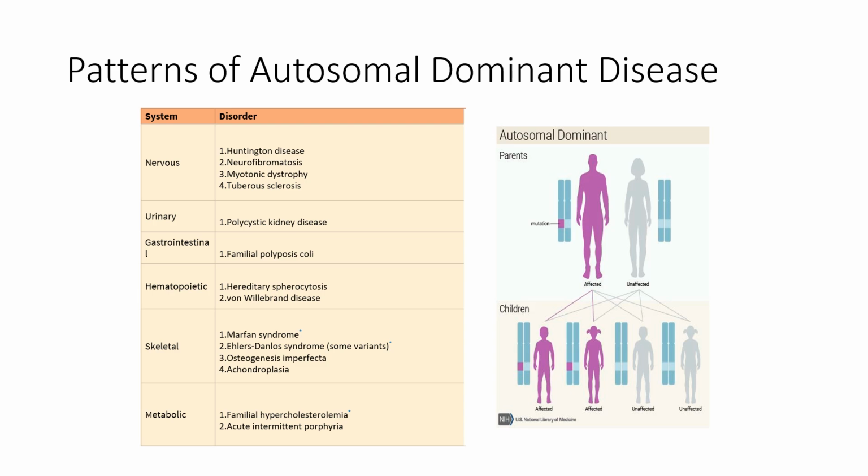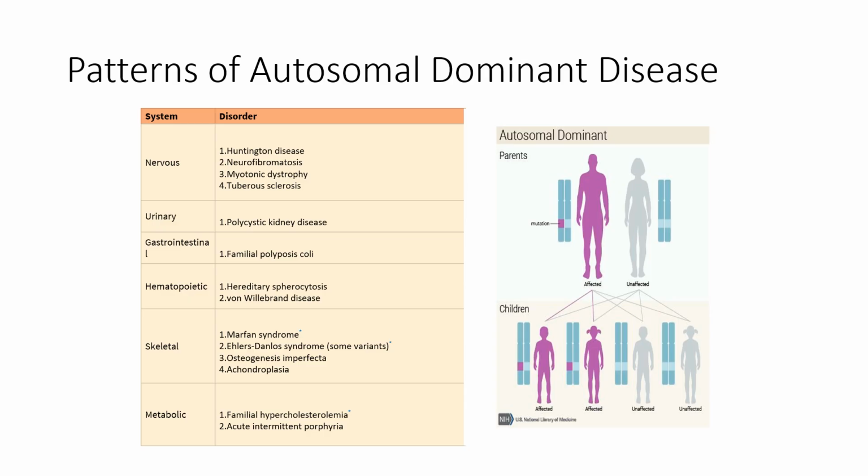Hey everyone, welcome back to a continuation of Lecture 3. This is part 2. This slide will pull together what autosomal dominant disease looks like across organ systems. On the left, you've got a table showing that autosomal dominant disorders don't stay in one lane. They actually affect the nervous, renal, GI, hematopoietic, skeletal, and metabolic systems.